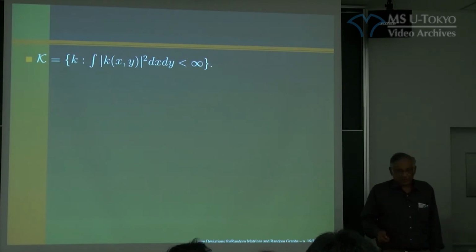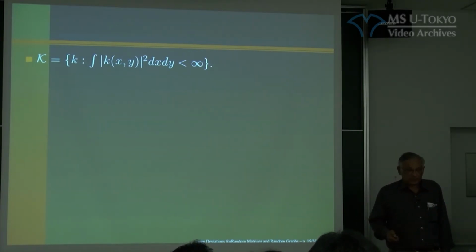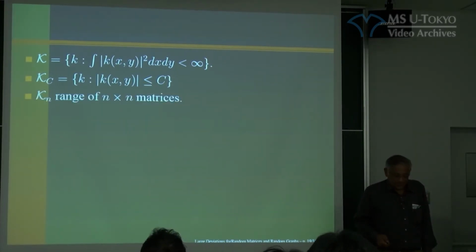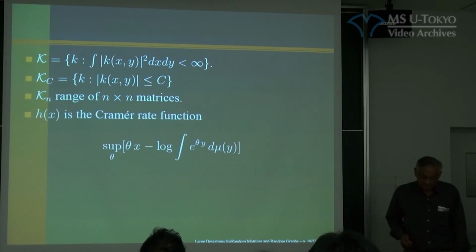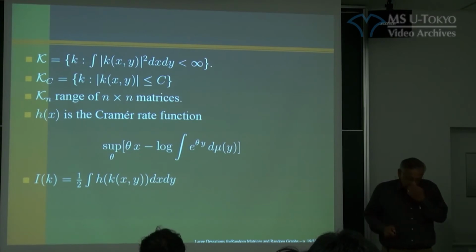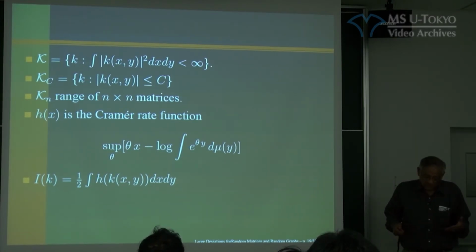So, what kind of K are you considering? Well, since I have a bounded function, I can look at Hilbert-Schmidt kernels, square integrable kernels, and actually the ones I have are bounded. So, K_n is the range of all the n by n matrices there, and I have the Cramér rate function, and just as the example that I wrote there tells you, my rate function is this. So, I have in fact a large deviation principle for kernels with this rate function.